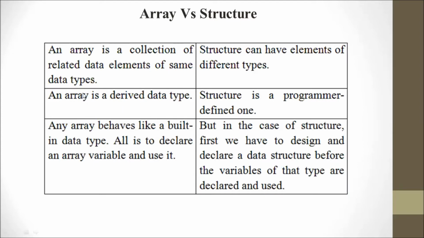So, array versus structure. An array is a collection of related data elements of the same data type. A structure can have elements of different data types. An array is a derived data type. A structure is programmer-defined, so this is user defined. An array also behaves like a built-in data type.